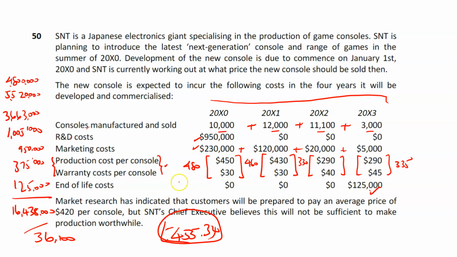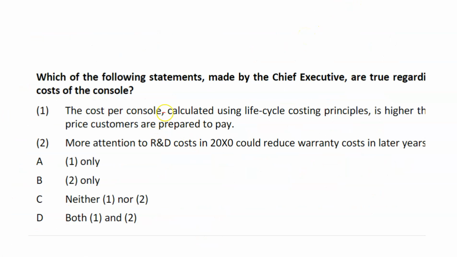And currently, market research shows that customers are willing to pay an average price of 420. So if you do it correctly, it's worth the time because you will get the answer. It says the cost of the console calculated is higher than what customers are prepared to pay. We can see that's very correct. And typically, if you spend time on R&D, you do end up reducing the warranty cost later on. So the answer here is D. Both answers are correct.